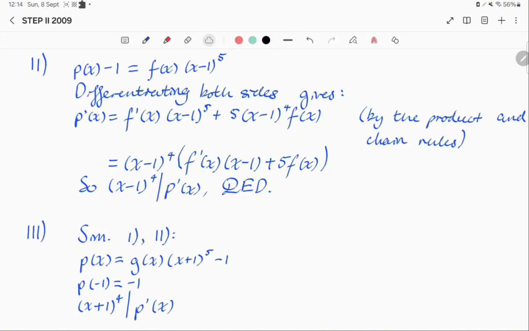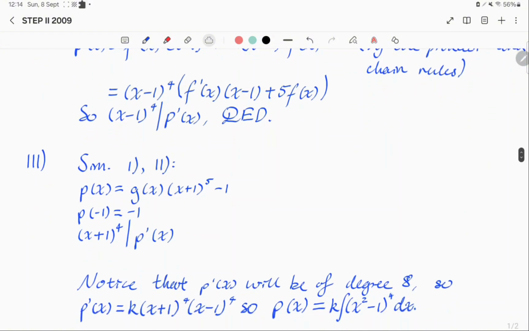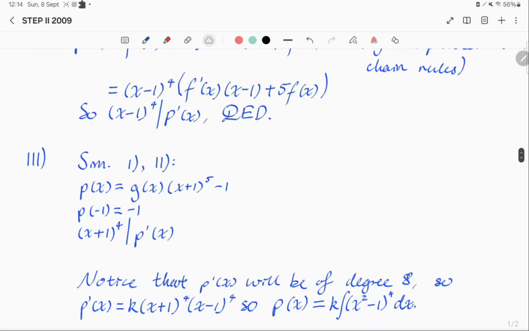Now, we need to notice that p prime of x will be of degree 8, and therefore p prime of x is equal to k (x plus 1)^4 (x minus 1)^4, where k is a constant. So p of x is equal to k times the integral of (x squared minus 1)^4 with respect to x.